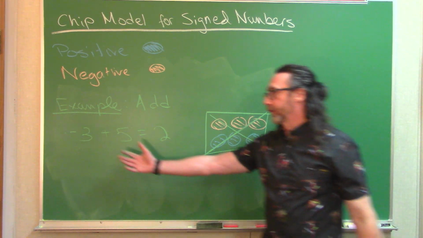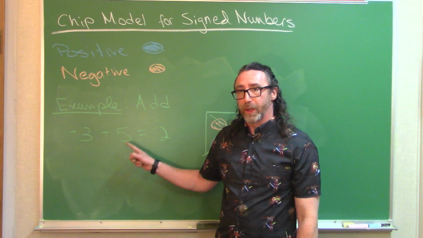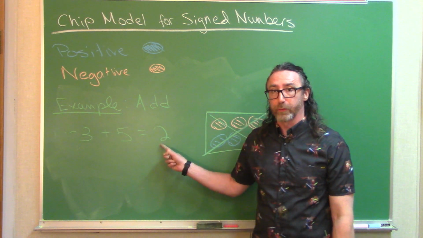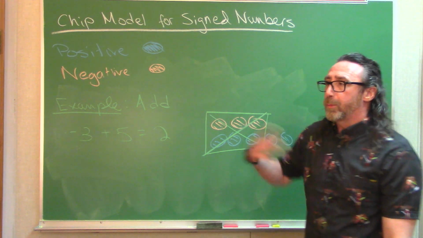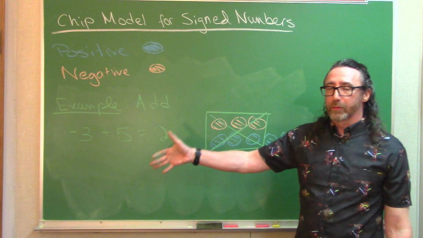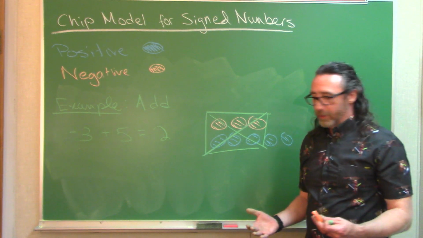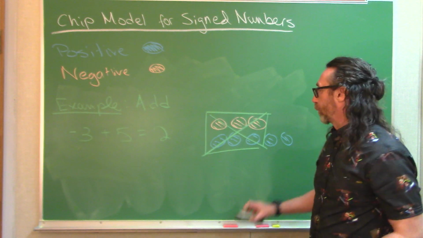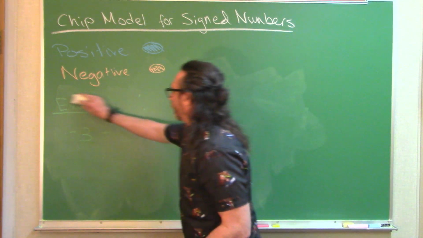Okay? And once again, if we follow the rules from the last video, we're seeing different signs. The positive 5 has the bigger absolute value, so the result is positive, and we do 5 minus 3. Okay, so what I'm hoping is that the chip model helps us understand why that works the way it does. Remember, the whole goal in a class like this is to understand why these rules work, not just what the rules are.